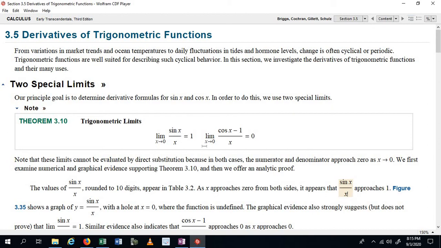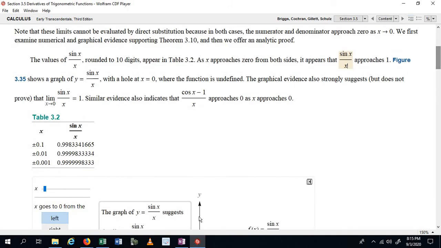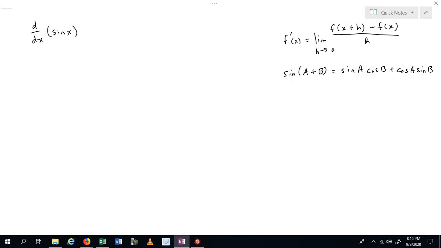So remember that, because we're going to use that to find the derivative of sine and the derivative of cosine. Okay, so let's do that. Let's start off by finding the derivative of sine of x. We're going to use the limit definition of the derivative to find it. In this case, our f of x is just sine of x. So we need to find this limit.